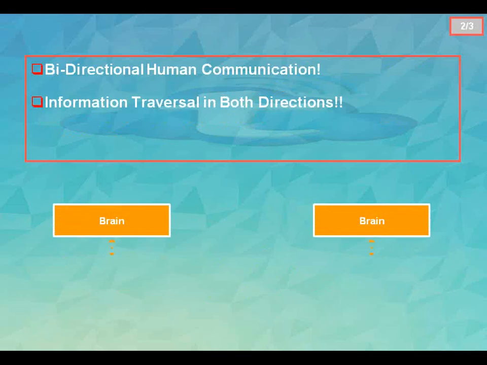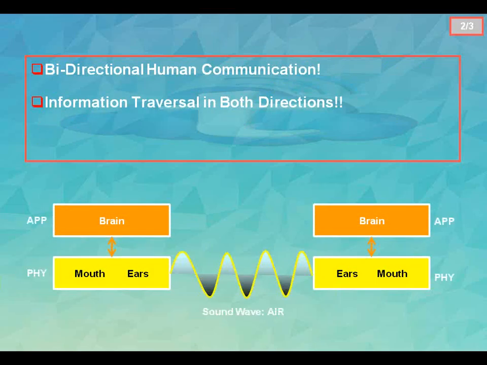We can actually make it bidirectional also by adding ears on either side. Bidirectional, but the number of layers is the same. The number of layers is the same, but it just became bidirectional. That's all. Okay. Communication is bidirectional. Perfect.